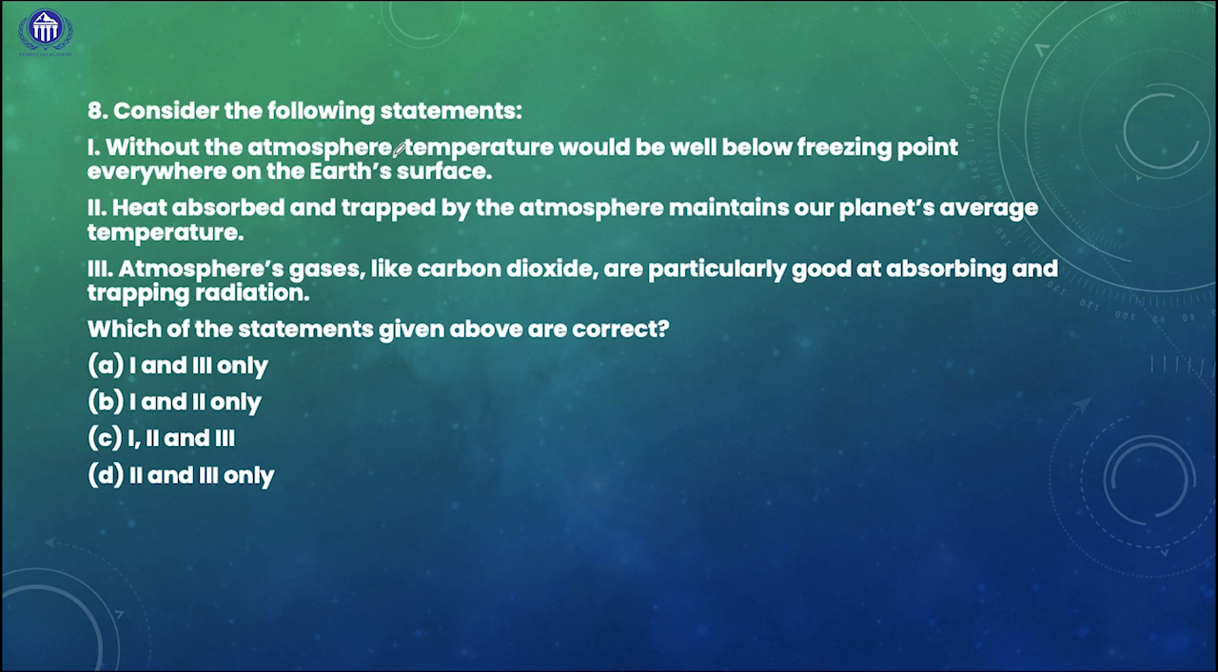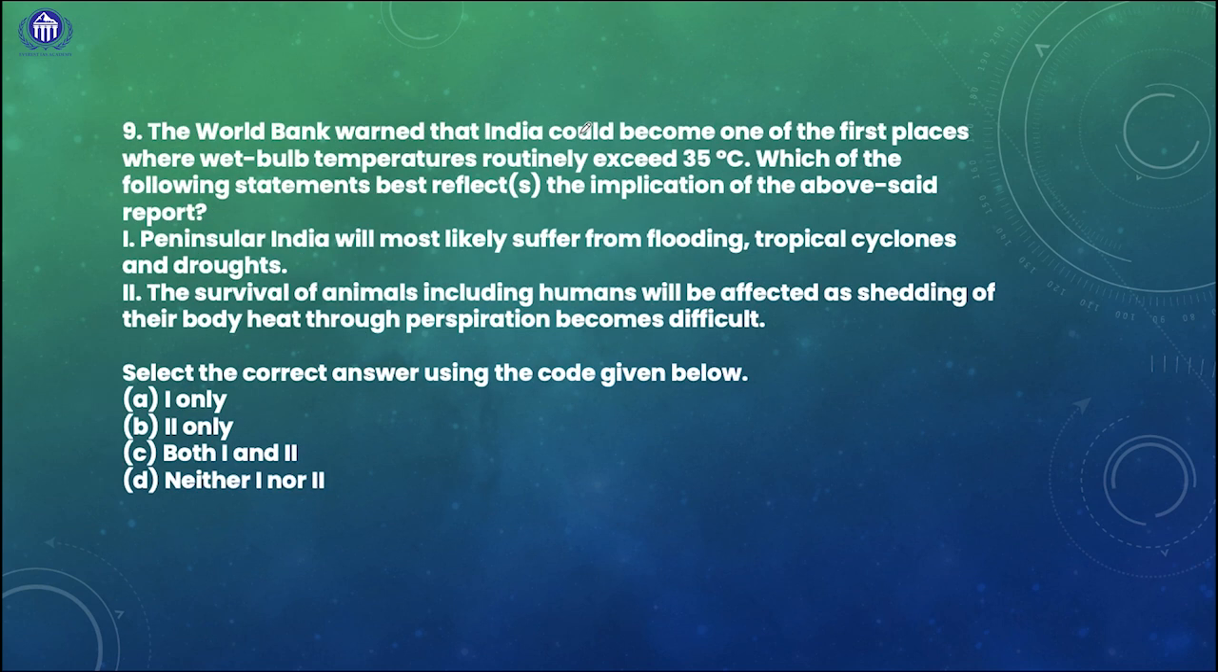Now coming to the eighth question, without the atmosphere, temperature would be well below the freezing point everywhere on the Earth's surface. Heat absorbed and trapped by the atmosphere maintains our planet's average temperature. Again, this particular question is asked from your climate chapter, where the basics of all these climatological atmosphere related things are covered in a very good manner, and you can answer this particular question. That is after reading the Fundamentals of Physical Geography NCERT, students.